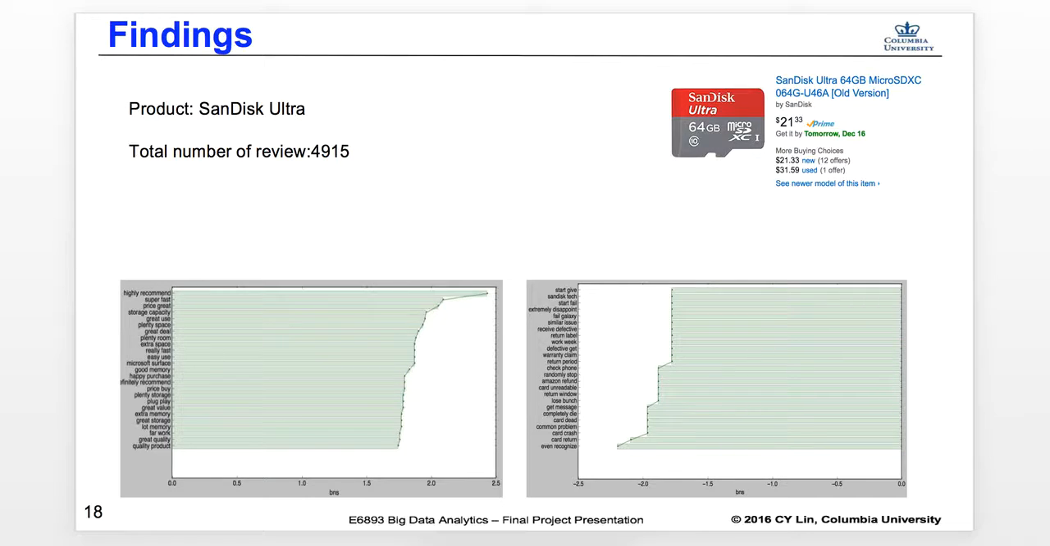This product is called Sandex Ultra with 4,915 reviews. We could see some positive features of this product like super fast, plenty space, easy use, good memory, and also some bad features like card unreadable, low sponge, completely die, card crash.